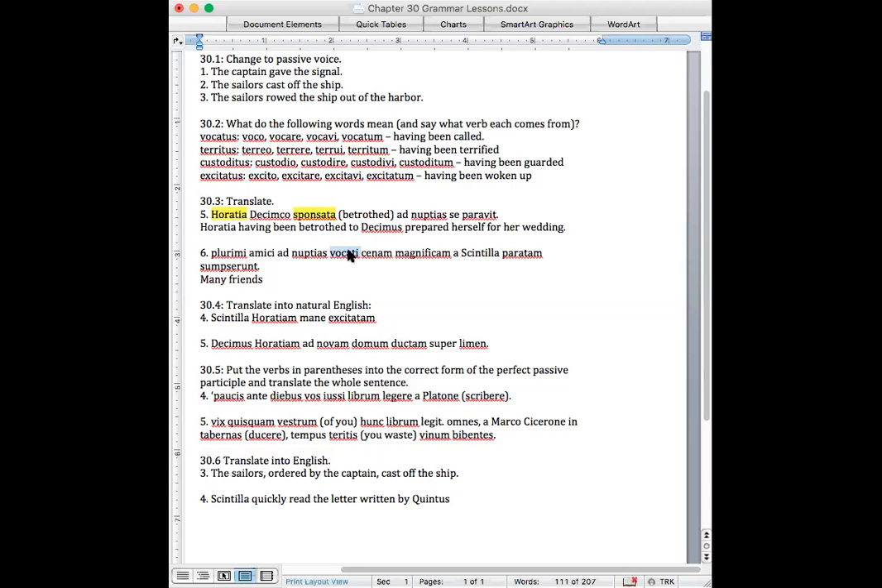Vocati is going to be our perfect passive participle, just like vocatus up here. So, many friends having been called to the wedding. What did they do? Let's find a main verb. They sumserent. They ate, they dined to the wedding. Let's just say ate, a cena magnificam, a magnificent dinner.